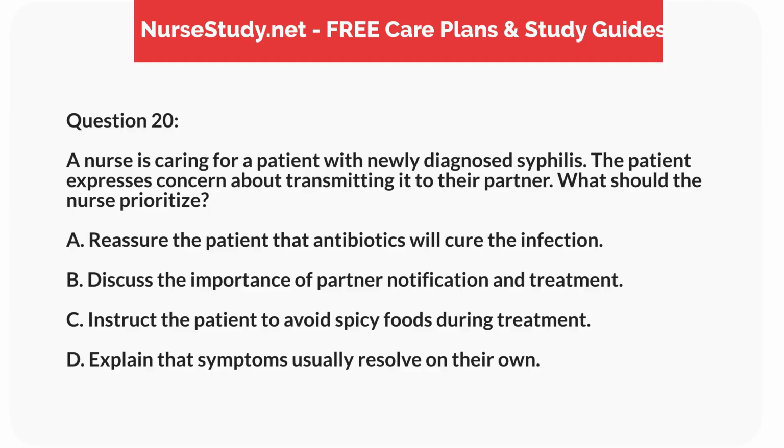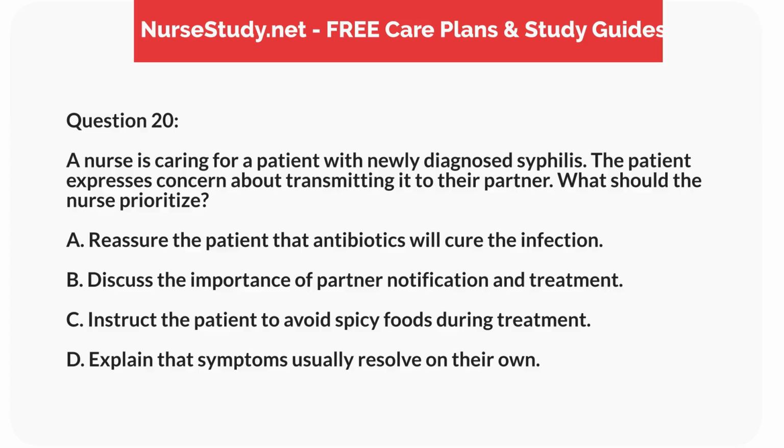Question 20. A nurse is caring for a patient with newly diagnosed syphilis. The patient expresses concern about transmitting it to their partner. What should the nurse prioritize? A. Reassure the patient that antibiotics will cure the infection. B.